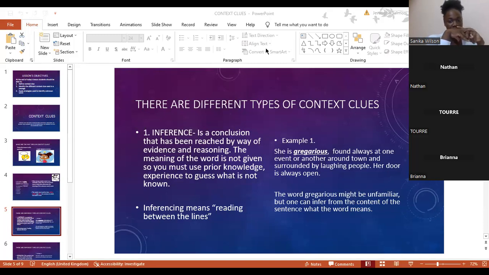Can you tell me what gregarious means? What the word gregarious means? What do you think it means? So it is used in this context. She is gregarious, found always at one event or another around town and surrounded by laughing people. Her door is always open. What do you think that word means?